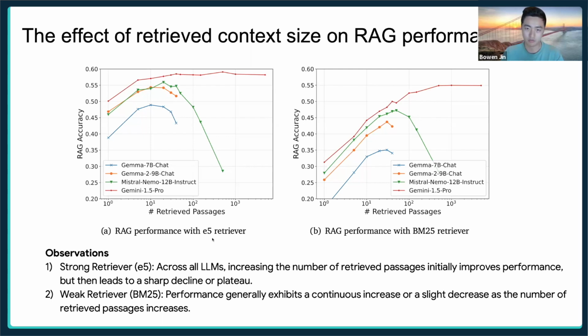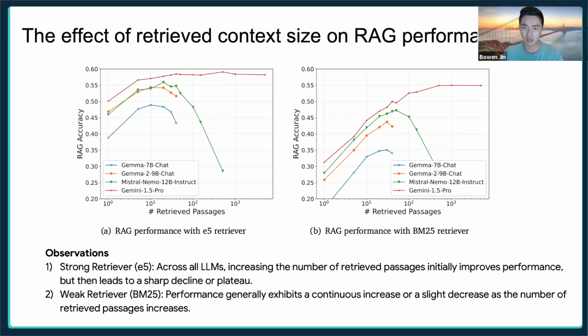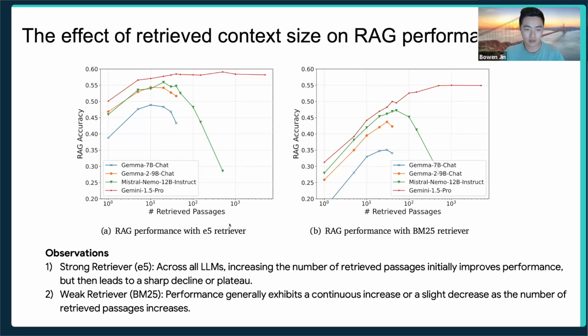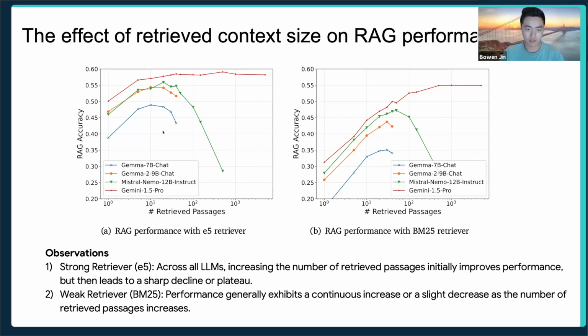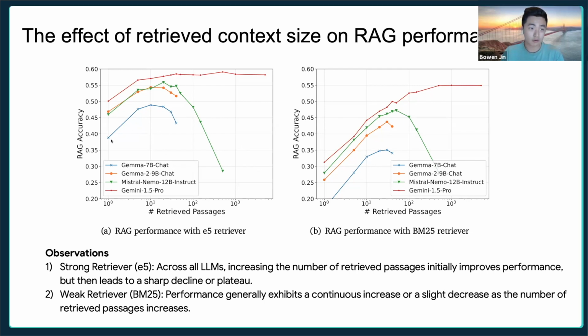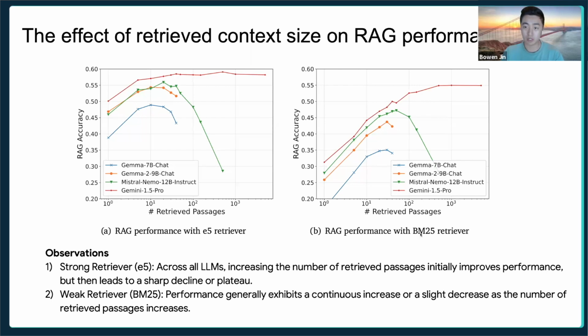The left one corresponds to using E5 as the retriever, and the right one corresponds to using BM25 as the retriever. In both figures, we see that for most LLMs, the RAG performance actually increases and then decreases. It's not continuously increasing. Also, as background, E5 is a stronger retriever than BM25 on the Natural Questions dataset. Comparing the two sub-figures, if we use E5 as the retriever, the RAG performance increases very quickly, reaches the peak very quickly, and then starts to have a very sharp decrease. But if we use BM25, which is a much weaker retriever, the performance is usually continuously increasing, and then only has a very small decrease at the end.